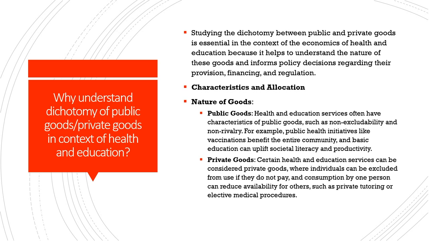Health and education services often have characteristics of public goods such as non-excludability and non-rivalry. For example, public health initiatives like vaccinations benefit the entire community, and basic education can uplift societal literacy and productivity. So it is in this context that the dichotomy helps us to determine what should be the allocation of the good.